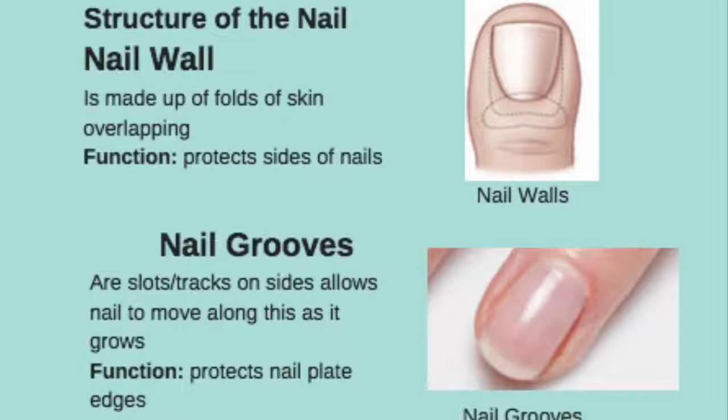The nail wall. The nail wall is made of folds of skin overlapping the sides of the nails. Its function is to protect the sides of the nails. Nail grooves are slots or tracks on the sides of nails which allow the nail to move along as it grows. Its function is to protect the nail plate edges.